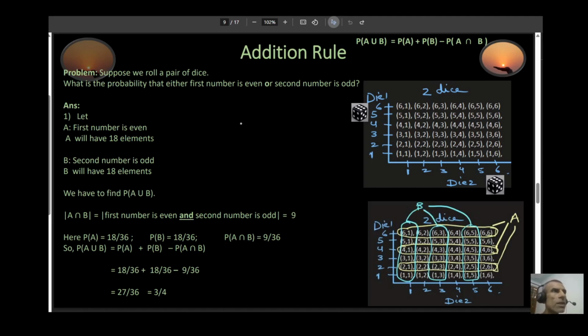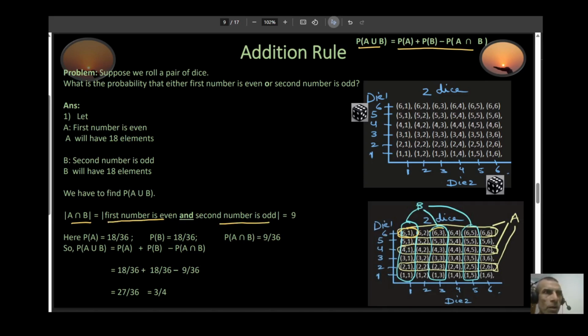Okay. So in this case, I have to use the probability of A or B, which is given by this expression. Let's focus on A intersection B first. The number of elements in A intersection B is the number of elements where the first number is even and the second number is odd. You can see that A intersection B are these elements right here.